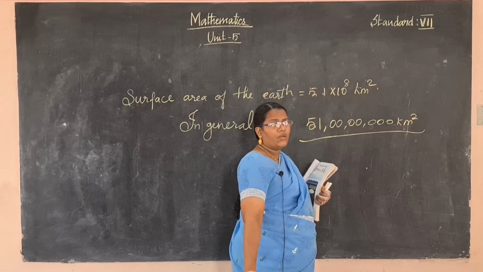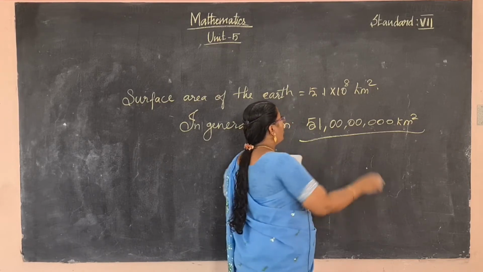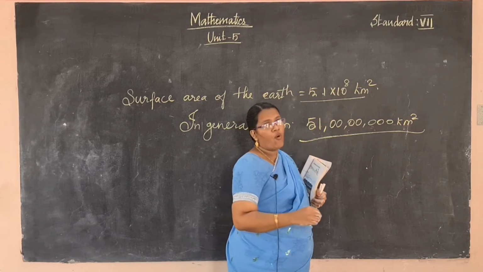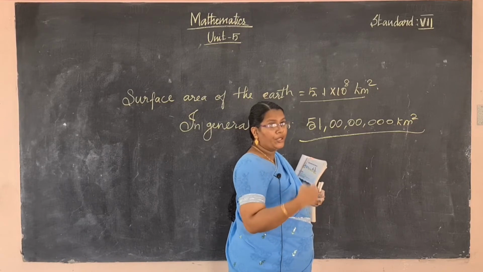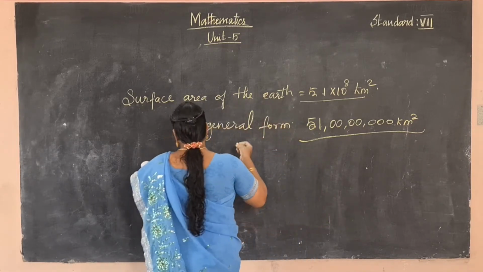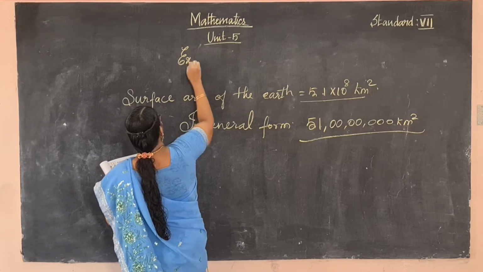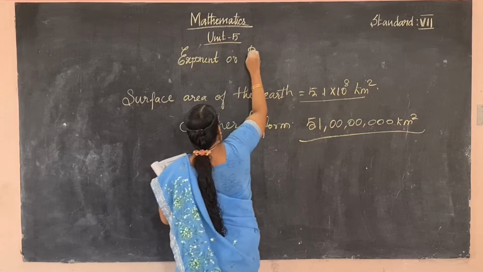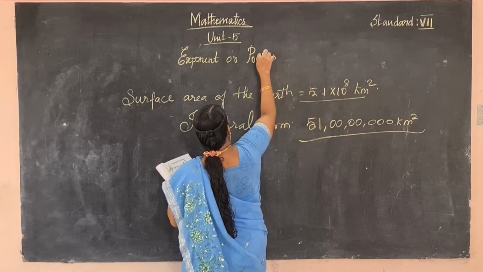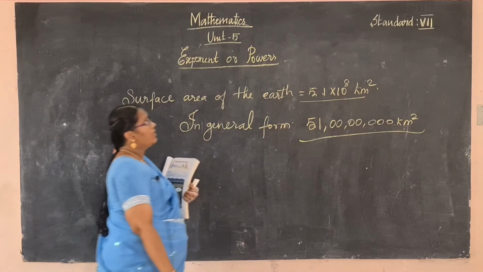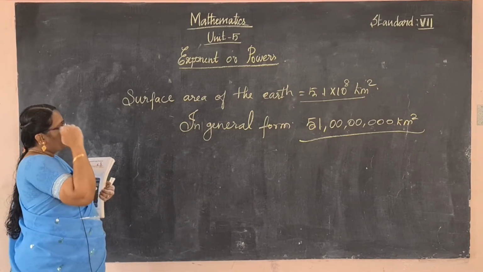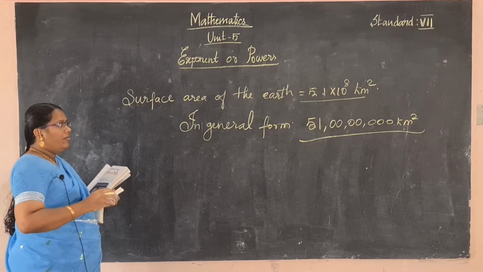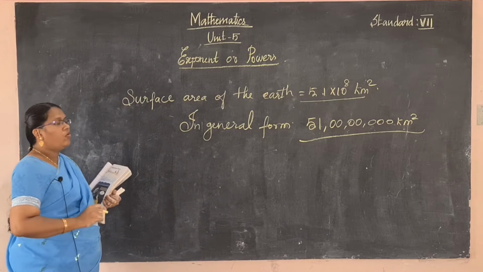So it's a very large number. This kind of number we have written in short, using the exponential form. Today we are going to learn about the exponents or powers. Exponent or powers. So for very large numbers or very small numbers we use this kind of form.